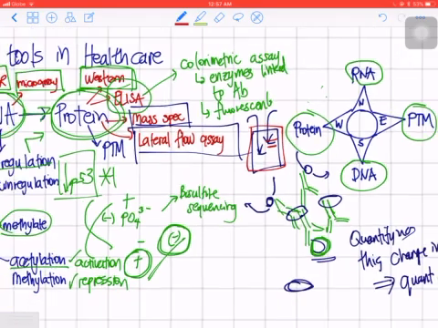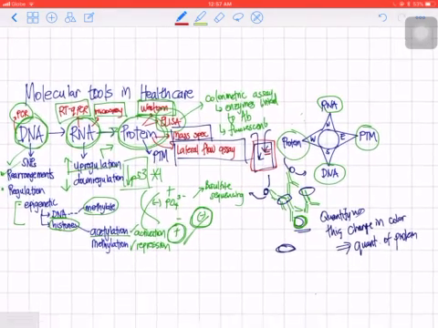So this is a brief overview of the molecular tools in healthcare. In the next video, I might be talking about PCR and QRT-PCR plus microarray to help understand what's going on in this rather complex field of molecular tools in healthcare.